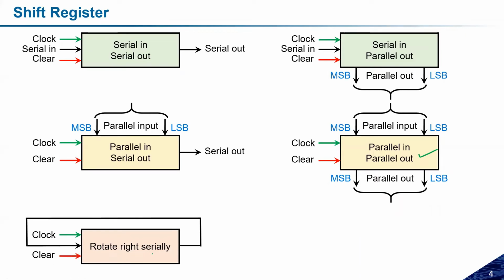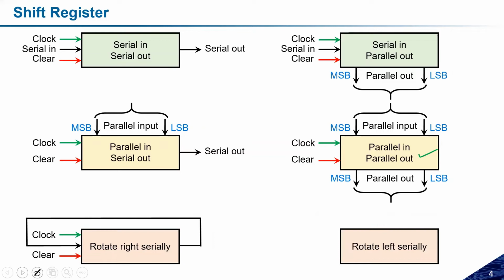Now rotate right serially means, as I just told you, the last bit will be rotated to this one. The first MSB will come to the next MSB, the next MSB will go to the next MSB, and so on. And then the LSB will become the MSB. Okay, so this is how we are rotating the things here.